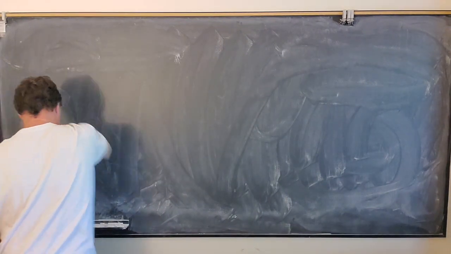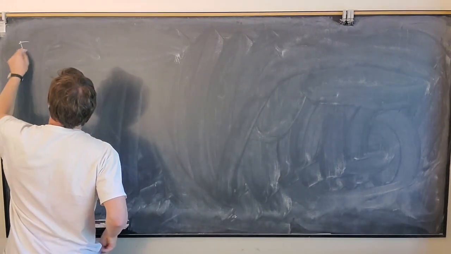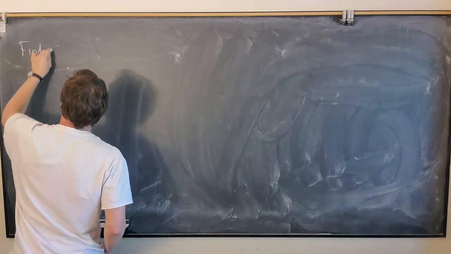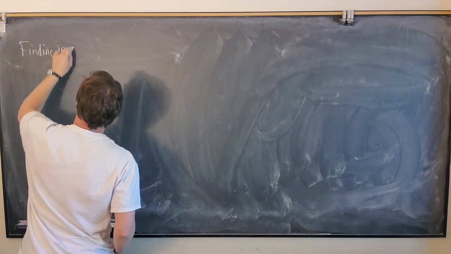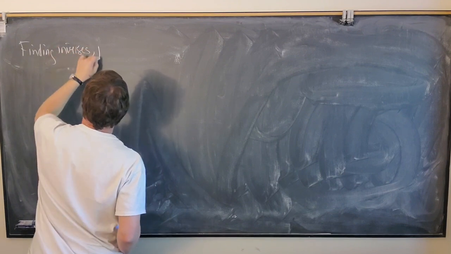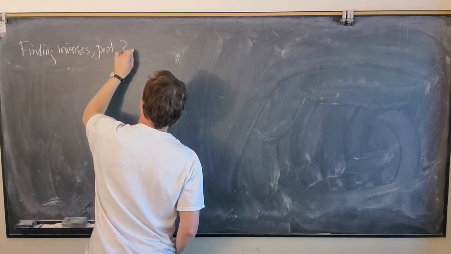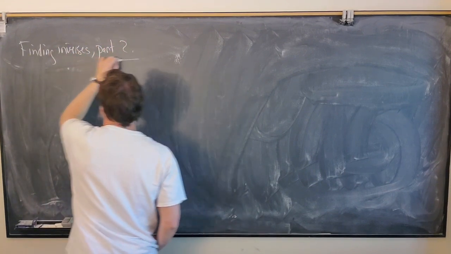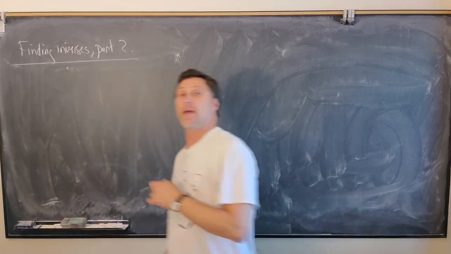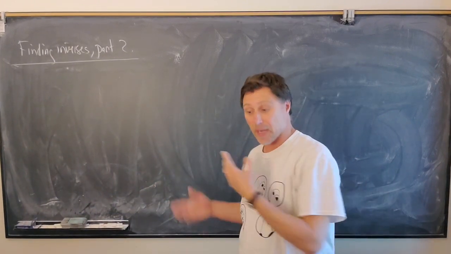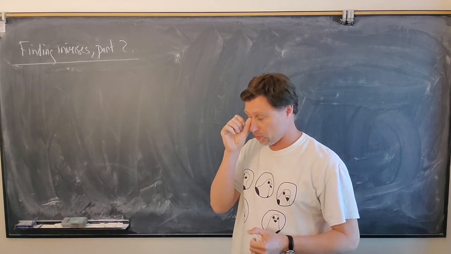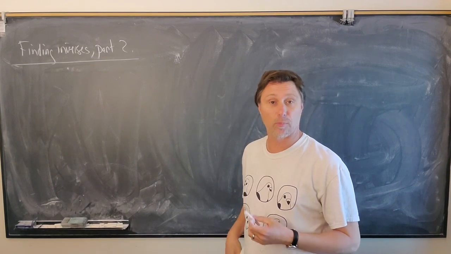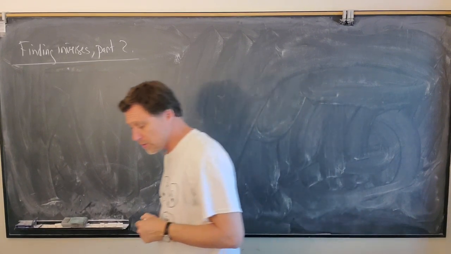I want to go through another procedure. So let's say, finding inverses, part 2. This will be an alternate way to find the inverse of a matrix. Sometimes it's quicker, sometimes it's more useful, or more efficient, than our previous algorithm. So here's how it goes.